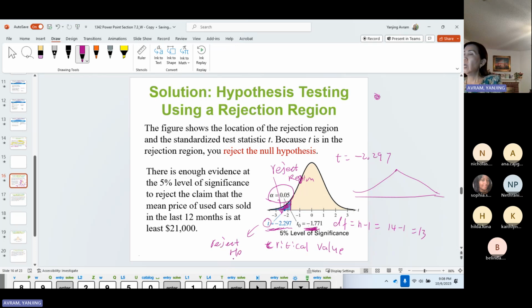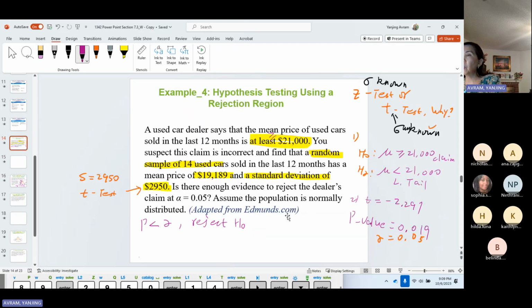So that's another way to see if you want to reject or do not reject the null hypothesis. If my t is outside the rejection region, then you do not reject the null hypothesis. That's the second way. The quick and easy way is to compare p and alpha. If p is less than or equal to alpha, you reject the null hypothesis. That's the quick and easy way we have been talking about so far.